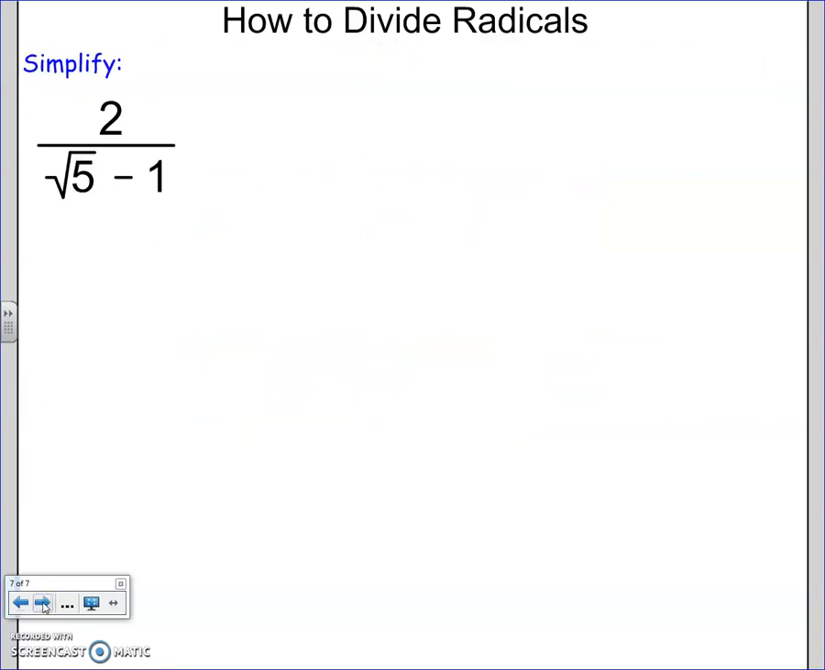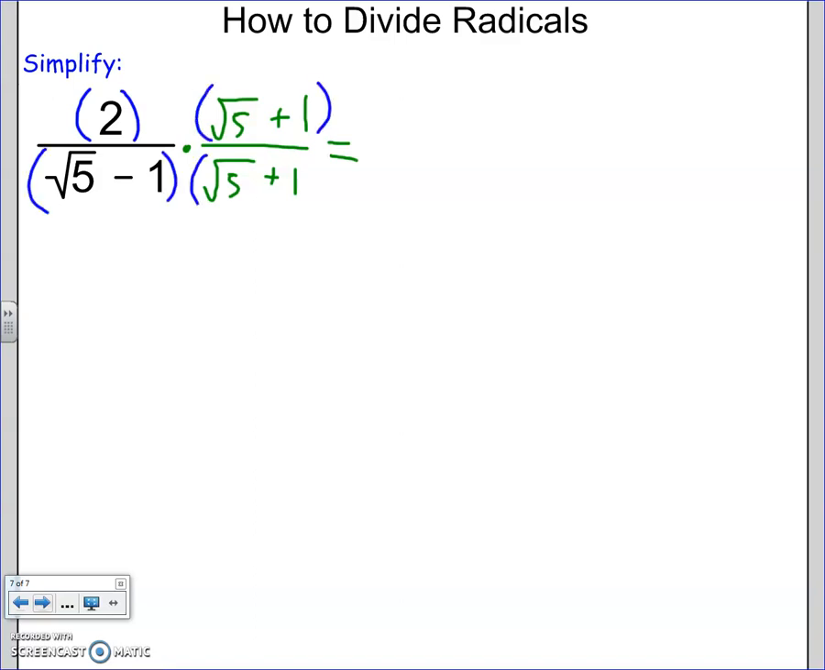Alright, last one here. We have a fraction. There's a radical on the bottom. You can't have a radical, like a root sign, in the denominator. So you multiply by the denominator, but you change the sign in the middle. So instead of minus 1, I'll put plus 1. That's the conjugate. Here, this is going to involve foiling. So if it helps you, you could put parentheses around this. That's just distributing the 2.